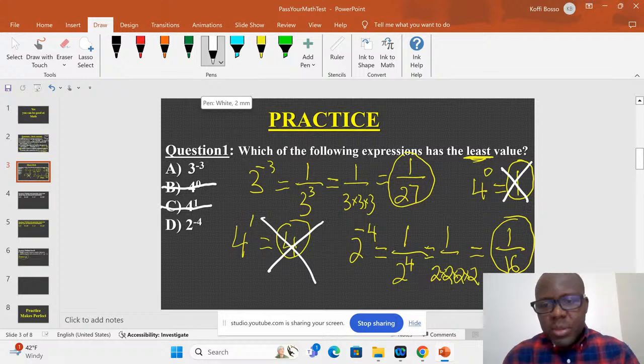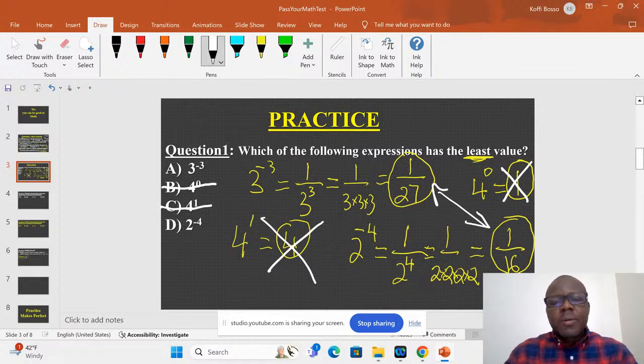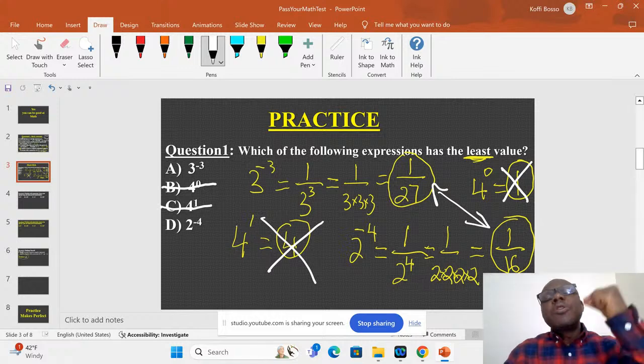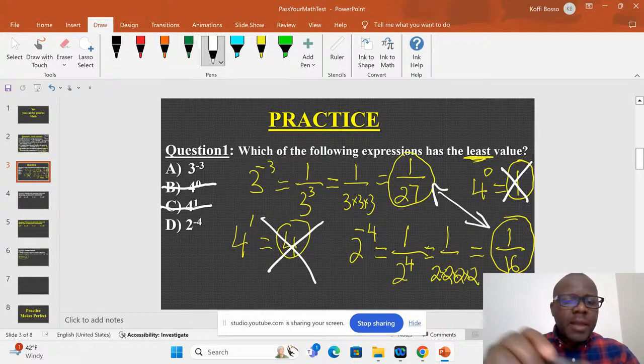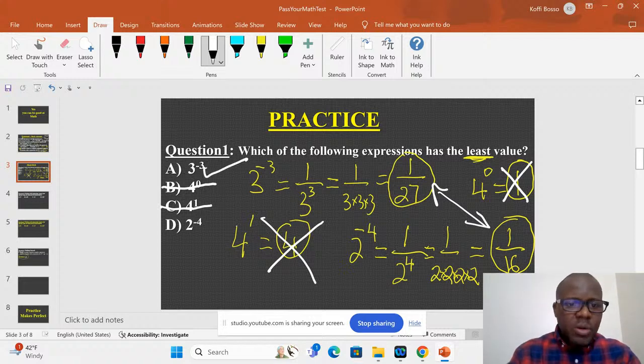Now let's compare the two fractions. When the numerators of two fractions are the same, here 1 and 1, you just focus on the denominators. The fraction with the largest denominator is the smallest. So 1 over 27 is smaller than 1 over 16, and 1 over 27 is from A. So A is the correct choice, and D is not the correct choice.